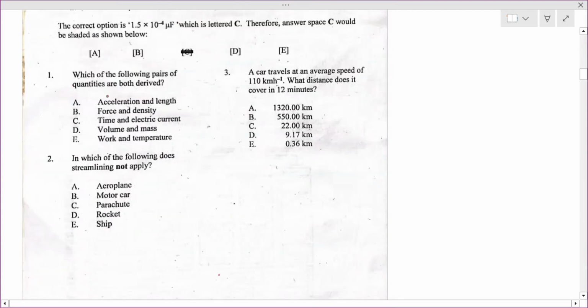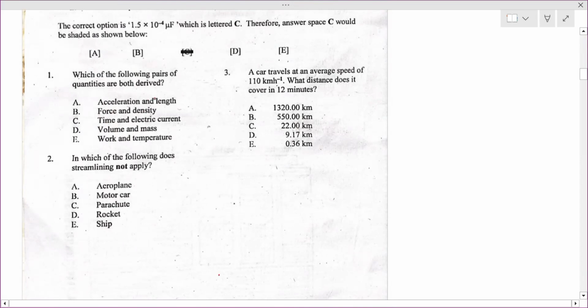The first question says, which of the following pairs of quantity are both derived? A, acceleration and length. B, force and density. C, time and electric current. D, volume and mass. E, work and temperature.